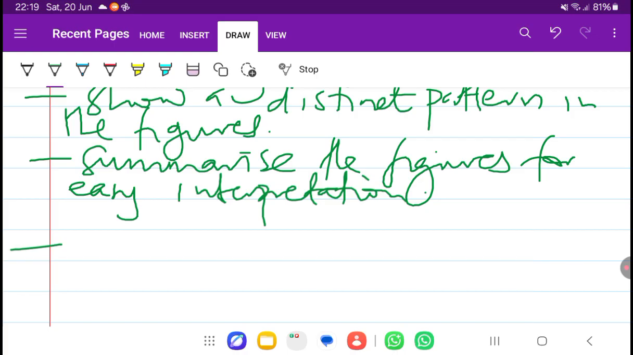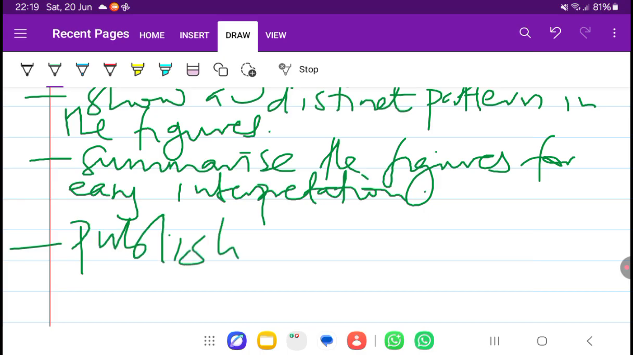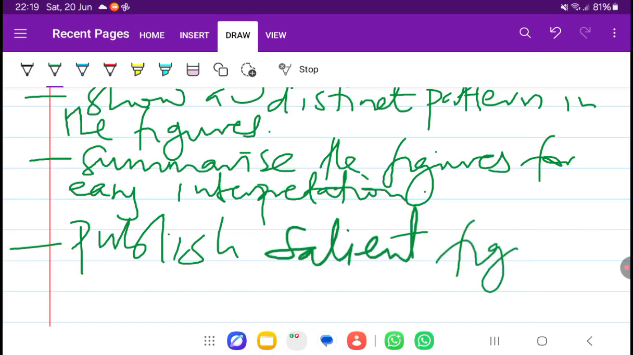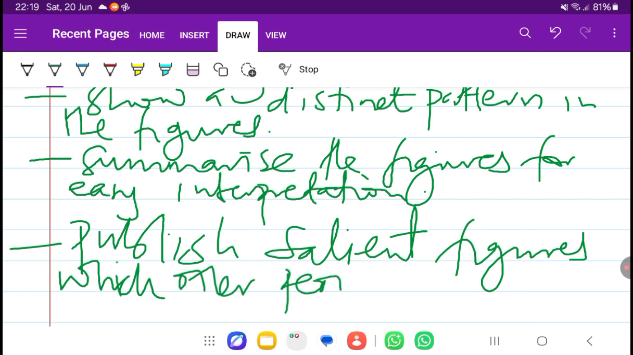Then lastly, we want to publish the figures with other people, which other people may use in the future. We want to present the figures which other people may use in the future.